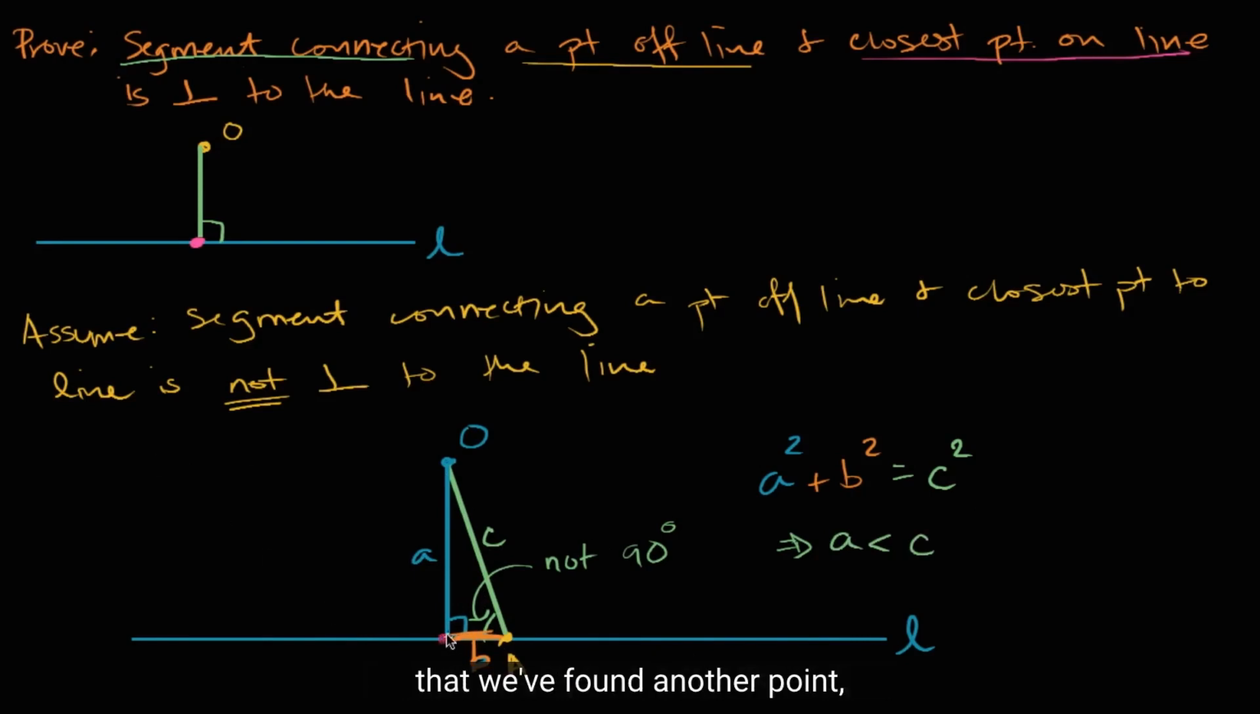if A is less than C, then we found another point. Let's call this point, I don't know, I've used a lot of letters here. Let's call that point D. D is going to be closer. D is closer. So we've just set up a contradiction.